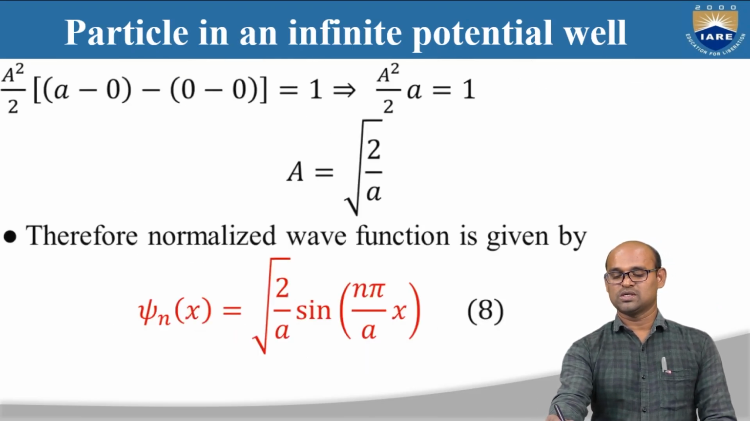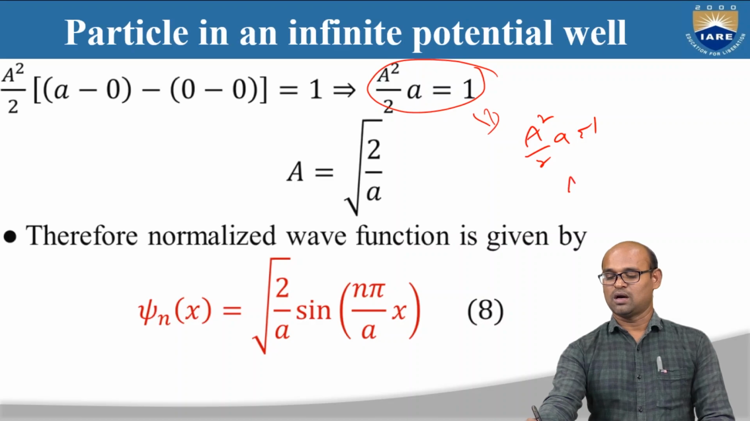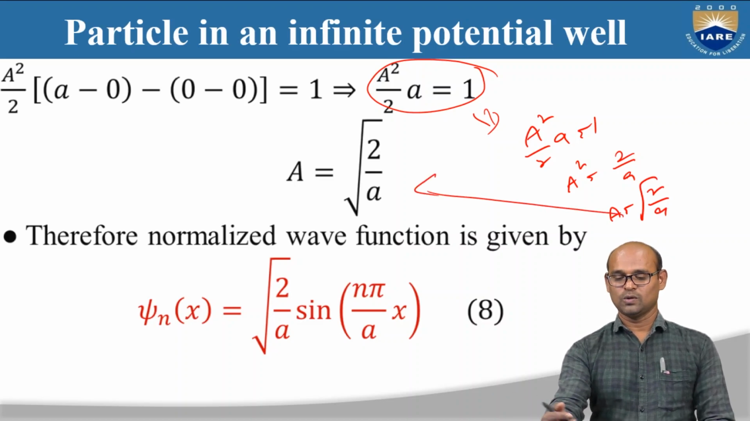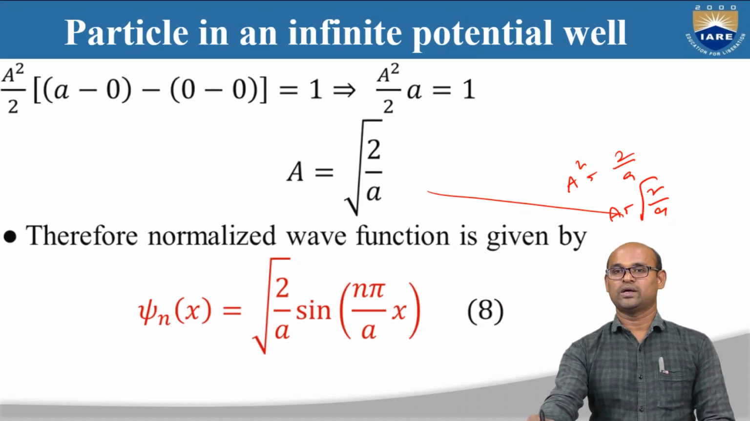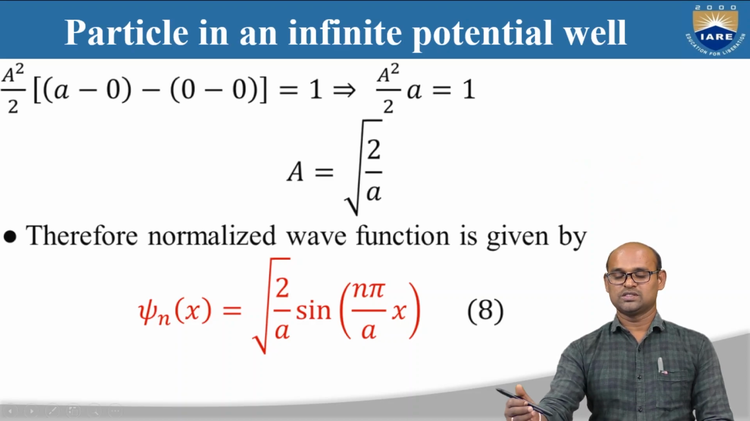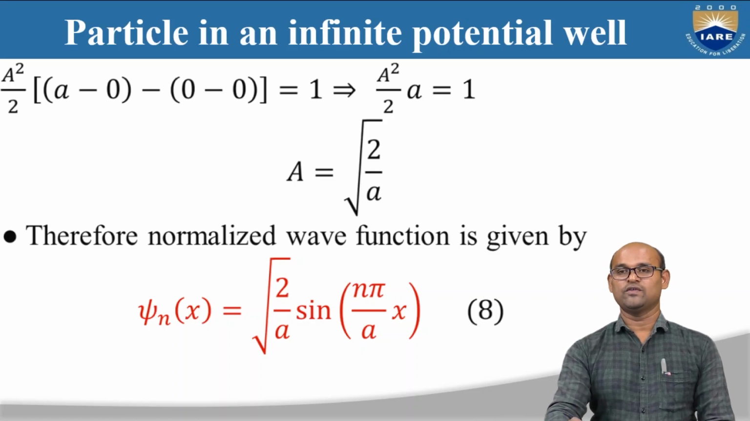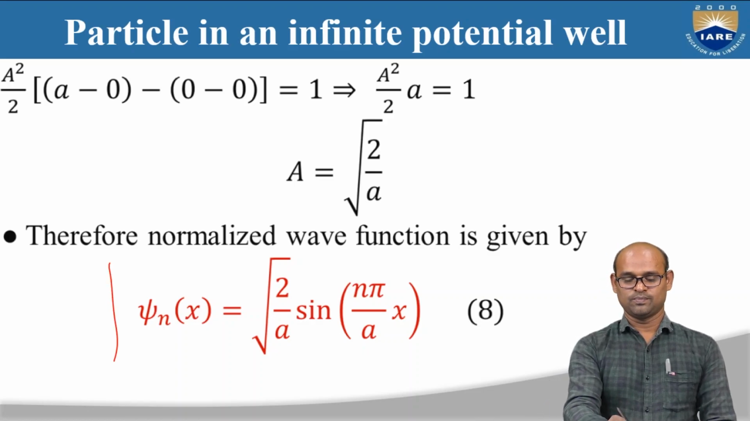So a square by 2 is equal to 1. That means a square by 2 into a is equal to 1, or a square is equal to 2 by a, or A is equal to square root 2 by a. So that is how I got this. Okay. So finally I got this constant A, which is equal to square root 2 by a. So therefore the normalized wave function is given by this.